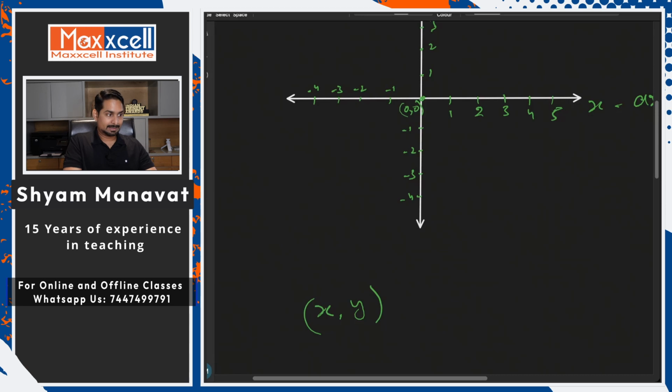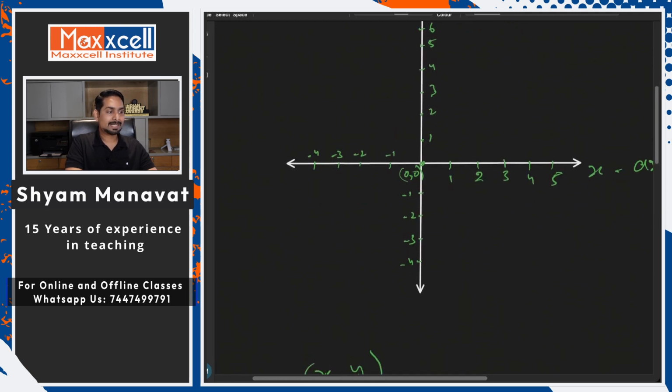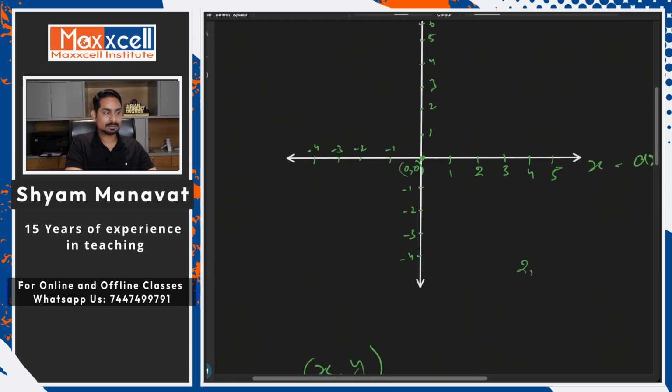Any coordinate will be represented in the form of what? X comma y. Now, say if you want to represent a point which is 2 comma 3, what will you do? You will take the point 2 on the x-axis, and 3 on the y-axis. x comma y. Are we clear?